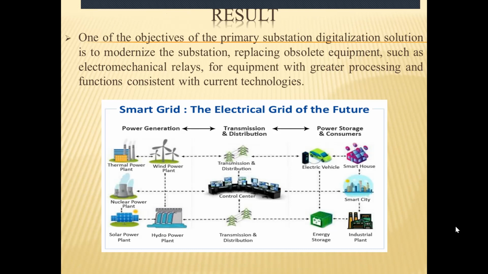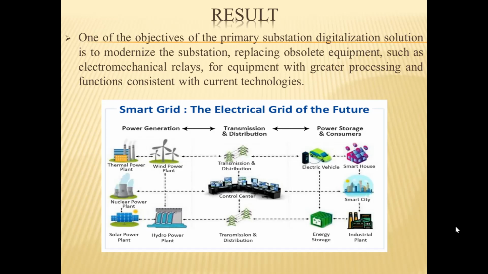One of the objectives of the primary substation digitalization solution is to modernize the substation, replacing obsolete equipment such as electromechanical relays with equipment of greater processing capacity and functions consistent with current technologies. Mainly it has three parts: generation, transmission, and distribution. The power will be generated through renewables like solar power plants, hydropower plants, and nuclear power plants, and it will be transmitted and distributed to the control center. The control center will itself transmit it to the consumers. The consumers will be energy storage, battery management systems, or electric vehicles.